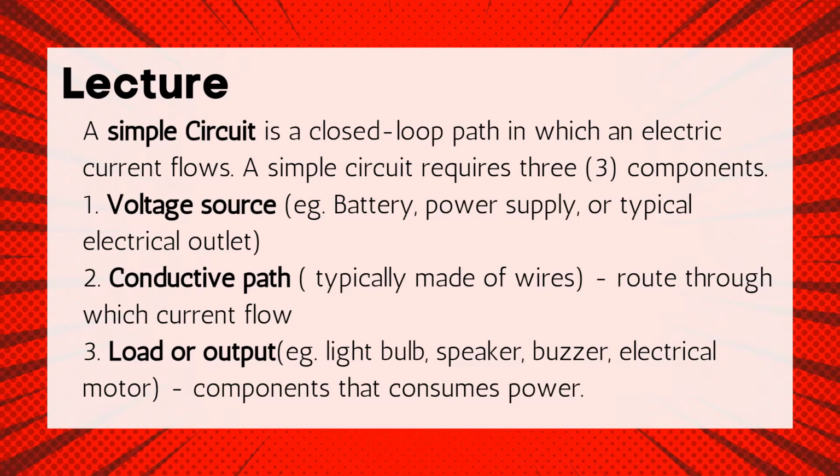The second one is conductive path. Typically made of wires, it is a route through which current flows. And the third one is a load or output. It could be a light bulb, a speaker, a buzzer, or an electrical motor. It means that it is a component that consumes power.